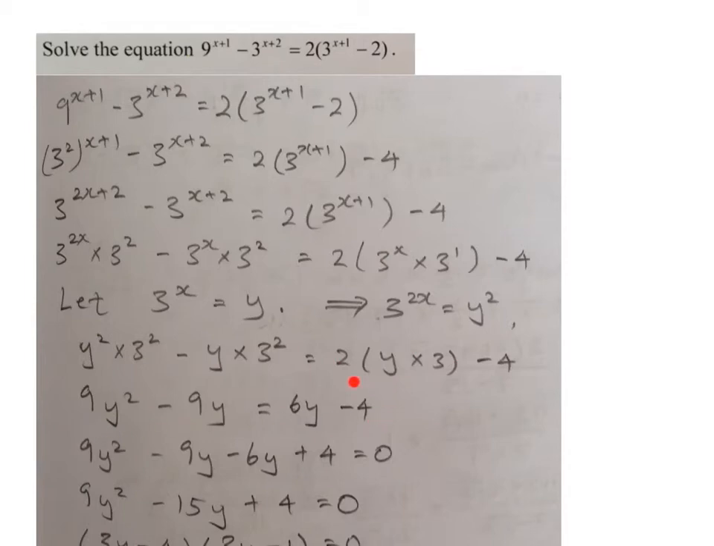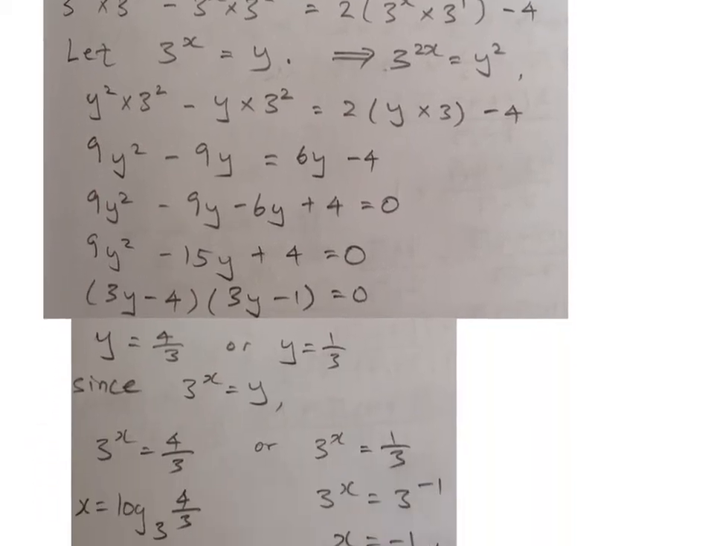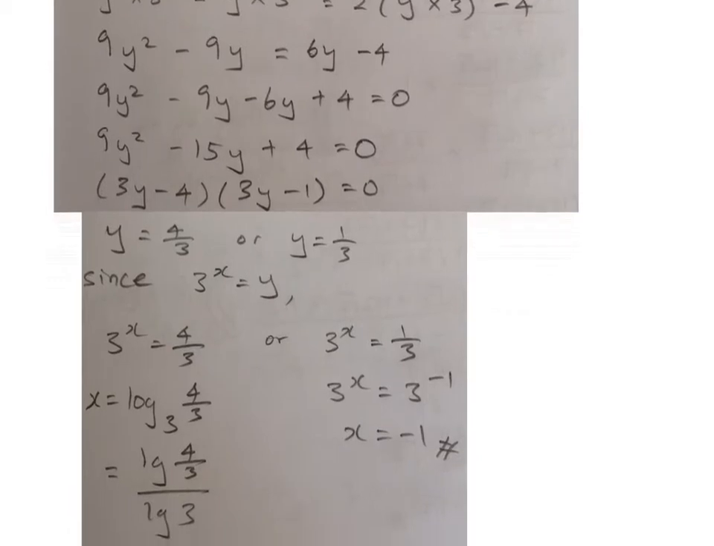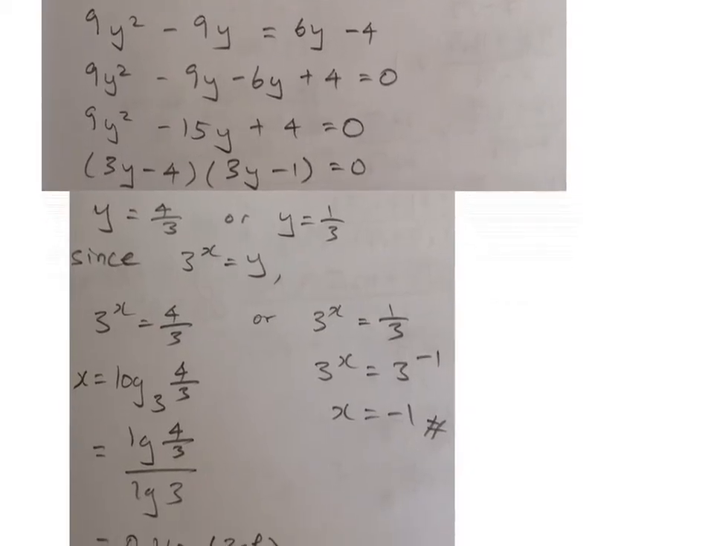This is in fact a quadratic equation. So I make my right hand side 0. Alright, so I simplify. To this extent, I can change it to the factorized form. You can actually see that your y is equal to 4/3 or y is equal to 1/3.